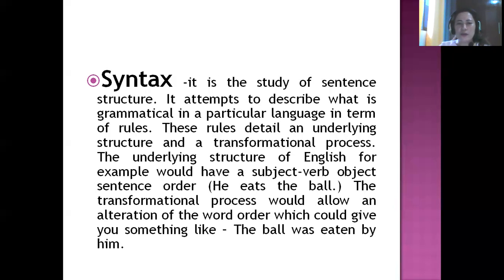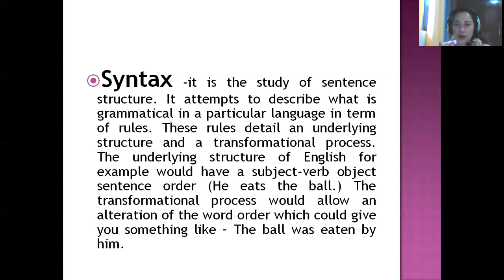So let's go back to syntax. So syntax is the study of sentence structure. So there can be two sentences with the same meaning, but they are arranged differently. For example, I love you. You are loved. So the same meaning. It means that you are loved by me. You are loved by me. I love you. So it means that he or she is being loved by me.